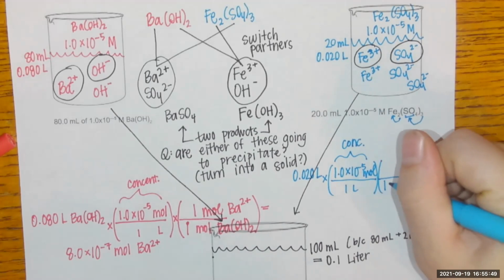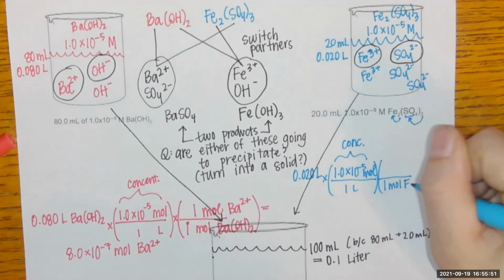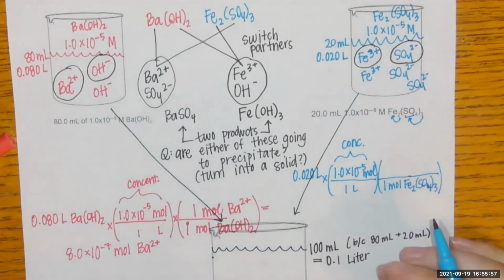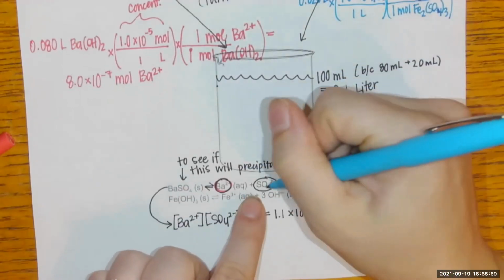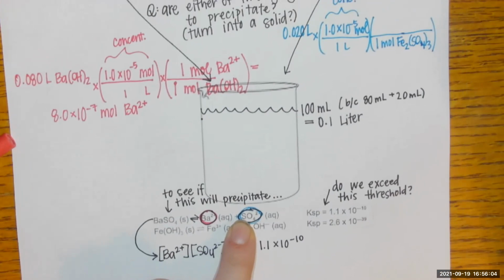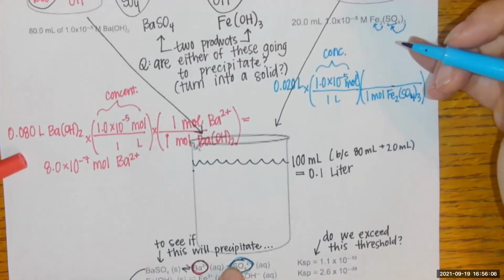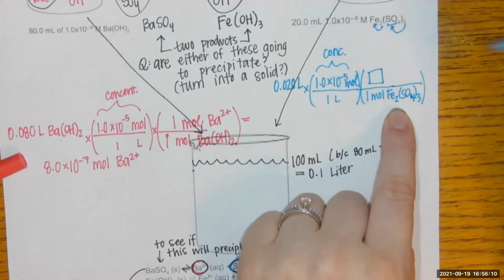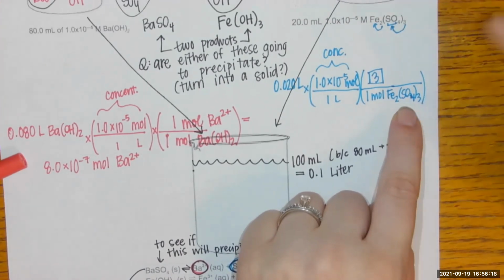And for every 1 mole of Fe2(SO4)3, we're dealing with the sulfate. Remember, we're trying to figure out sulfates. For every 1 of those, we're getting 3 of the sulfates, right? Because it's sulfate 3.